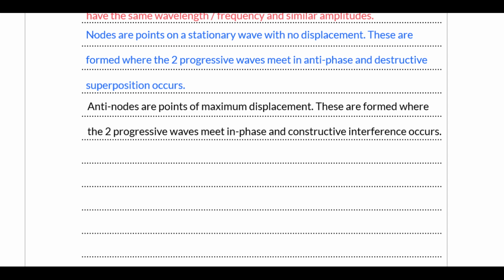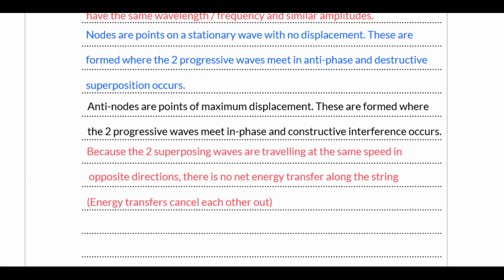The final thing to talk about is the fact that there's no energy transfer, and that's because the two superposing waves have the same speed as each other, so there's no net energy transfer, because essentially the energy one's transferring one way is cancelled out by the energy transferred the other way. So let's finish off with that. So that's the final stage, and that's the third and final feature I would look at here.